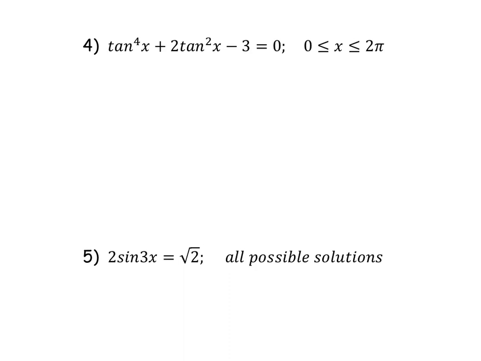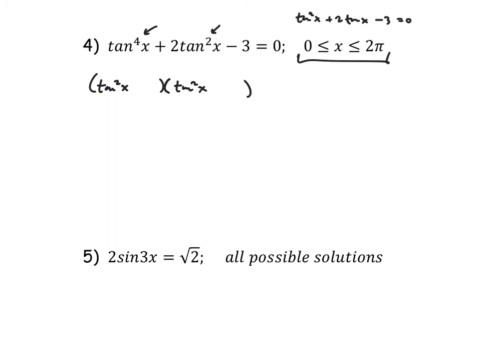Okay, number 4. Tan to the 4th x plus 2 tan squared x minus 3. Now, this is kind of intimidating because it's tan to the 4th, but it's really not that bad. I can factor this as tan squared x and tan squared x. Right? Because you have this cascading to the 4th and to the 2nd, much like you would have tan squared x plus 2 tan x minus 3. You could factor that, but your leading terms would be tangent and tangent instead of tan squared and tan squared. So you can kind of see that nicely show up there for you.